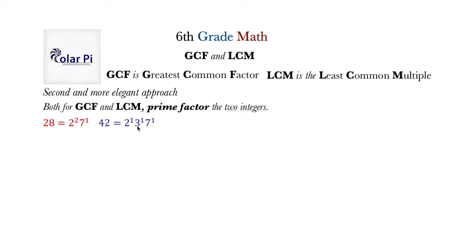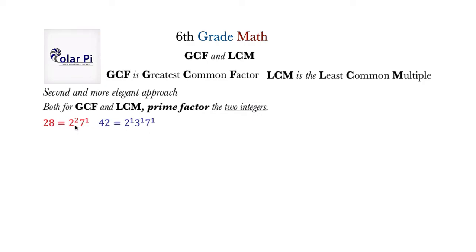Okay, so here are the prime factors of 42. This is the prime factorization of 42, as we'd say, and this is the prime factorization of 28. Now, for GCF, what you need to do is look at the prime factorization of the two numbers and identify the primes that are the same. So the primes that are the same are 2 and 7.